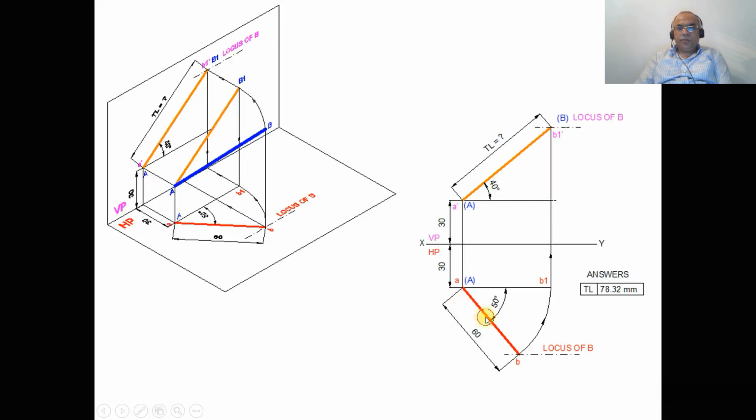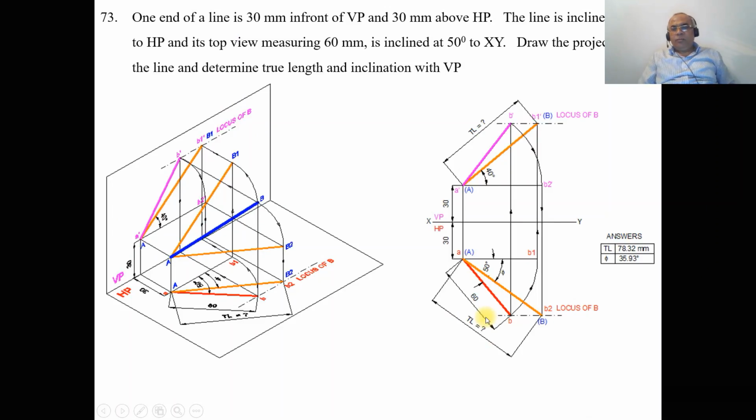Now, in this video, we are going to take up one more problem on the projections of lines, how to solve problem number 73 by using analysis and also by using the sketchbook.